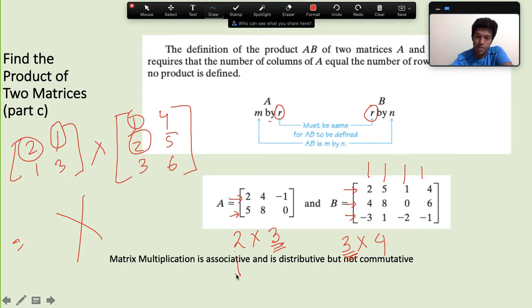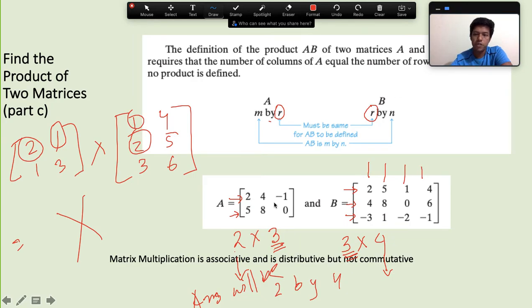So this number actually has some significance. This second 2 also has some significance. Their significance is the answer will be a 2 by 4 matrix. Okay, the answer will be a 2 by 4 matrix. If we multiply these 2, then the answer will be this 2 by 4 matrix.